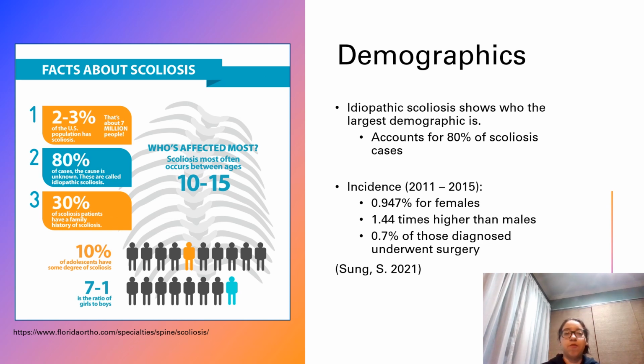For demographics overall, idiopathic scoliosis amounts for around 80% of all scoliosis cases, which again, idiopathic is used to diagnose when the real overall cause is unknown as to why the spine is curving. And scoliosis affects around 2 to 3% of the population, and 0.947% of those who are affected are primarily females, and it's 1.44 times higher than men. And 0.7% actually did undergo surgery from around 2011 to 2015, and this is according to Sung from 2021.